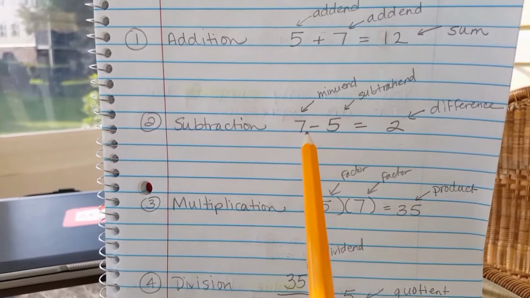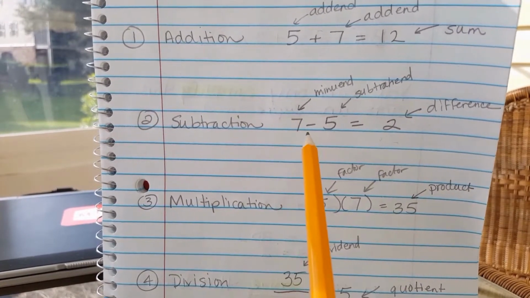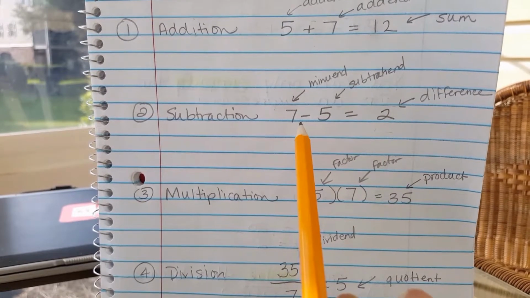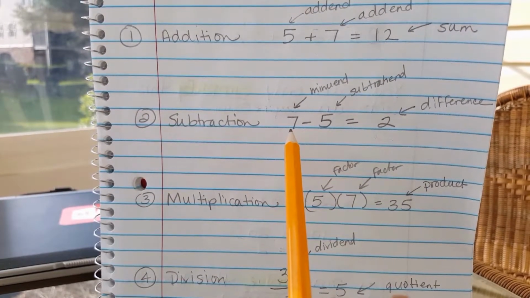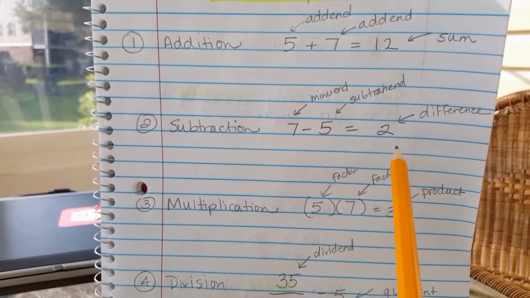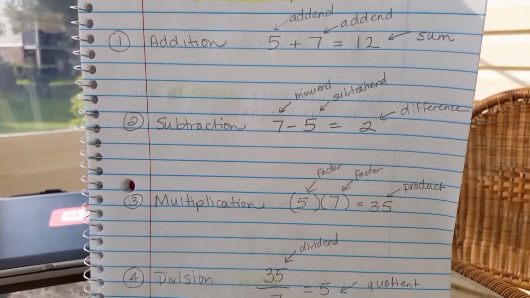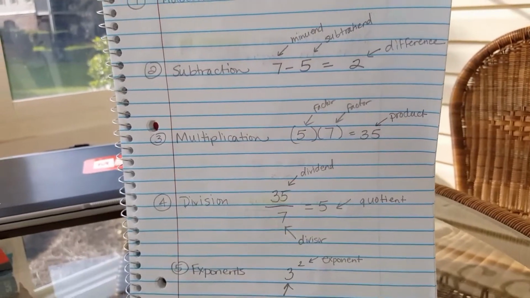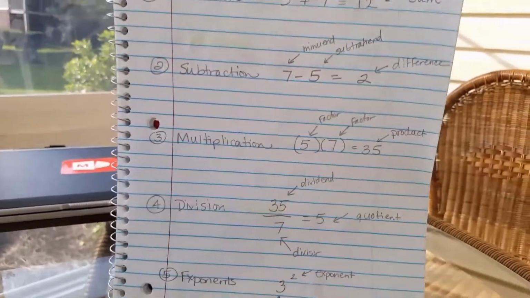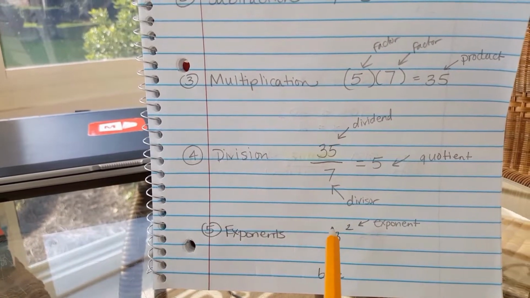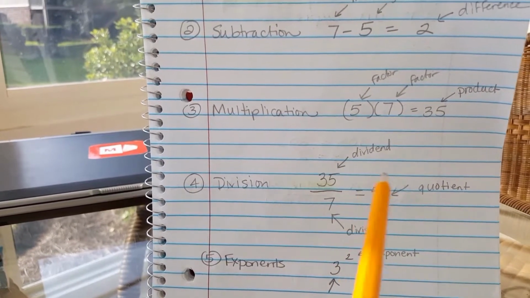You see the same thing here. I can't say in this problem that my minuend is always going to be larger, because my minuend could have been 2 here, which would have made my difference a negative problem. I mean a negative answer, okay? All right. So in exponents, you have your base, which is your number down here, and this is your exponent, okay?